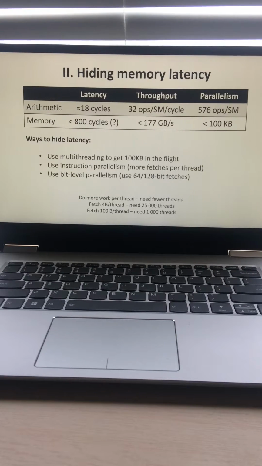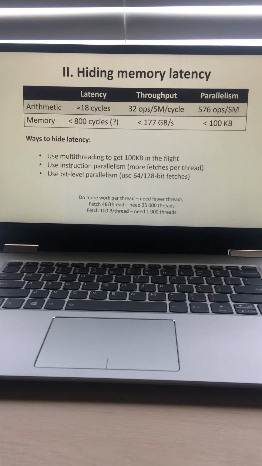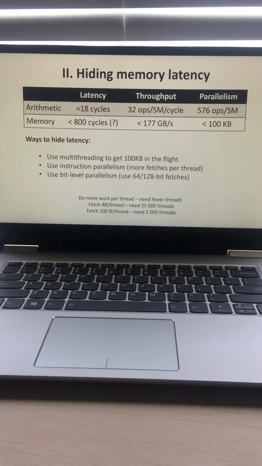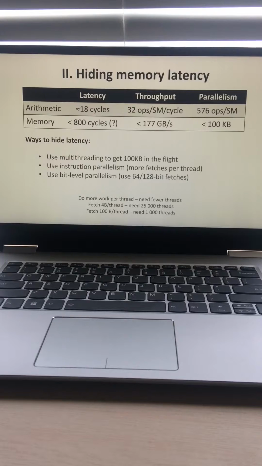Now let's talk about hiding the memory latency. The latency for arithmetic operations is around 18 cycles, with a throughput of 32 operations per SM per cycle, and a parallelism of 576 operations per streaming multiprocessor. The latency for memory operations is as high as 800 cycles or even more. The throughput is higher than 177 gigabytes per second, and the needed parallelism is more than 100 kilobytes, which means that we need to keep 100 kilobytes in flight if we want to hide memory latency.